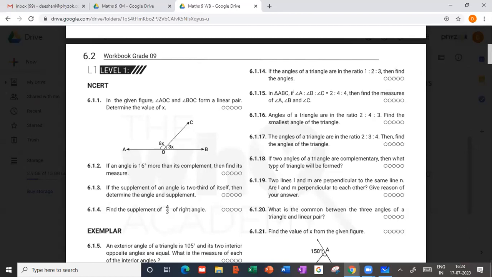Okay, so tell me, how do you proceed? It says that if two angles of a triangle are complementary, that means one angle will be x, the second angle will be x, so 2x equals 90. Each angle will be 45. This condition is only applied in the right angle triangle where two angles are 45 and one angle is 90. So we can say that it's a right angle triangle.